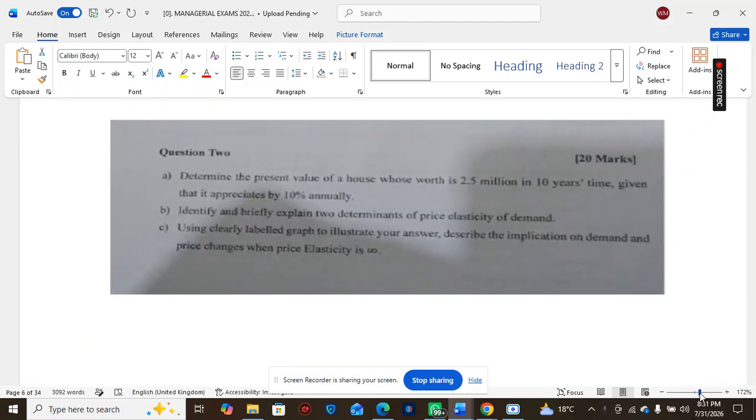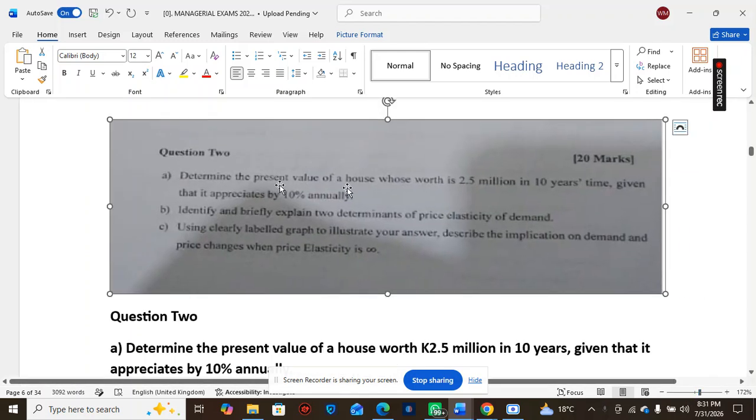All right, we're looking at this first question. It says, determine the present value of a house whose worth is 2.5 million in 10 years' time, given that it appreciates by 10% annually. Okay, so we have to get the present value.